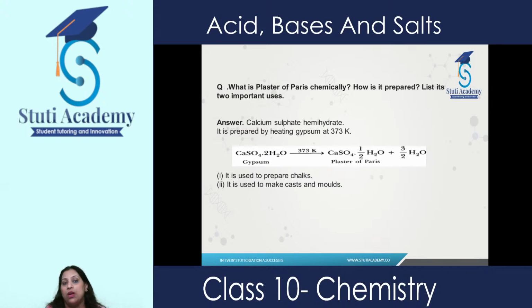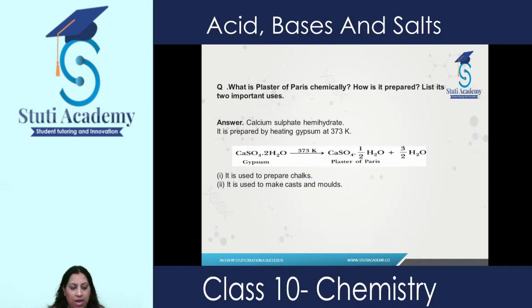And what kind of question can come in exam? Like, what is POP or plaster of Paris chemically known as? How is it prepared? List its two important uses. As I told you, POP is known as calcium sulfate hemihydrate. Hemi means half. Our question can come in this way also: why do we call POP a hemihydrate? It is due to the presence of half molecules of water.